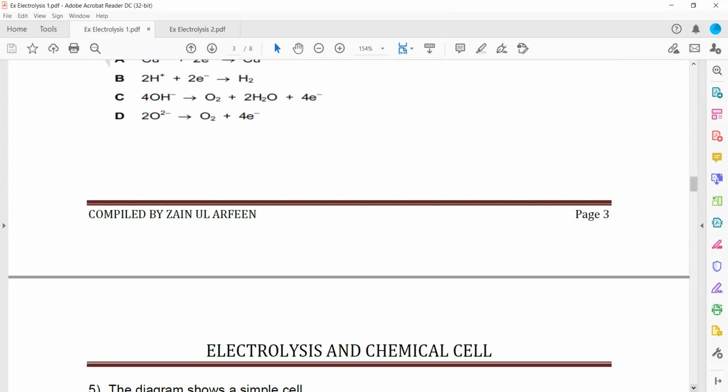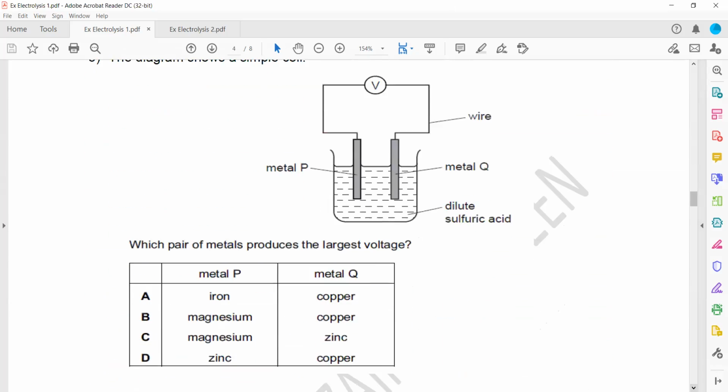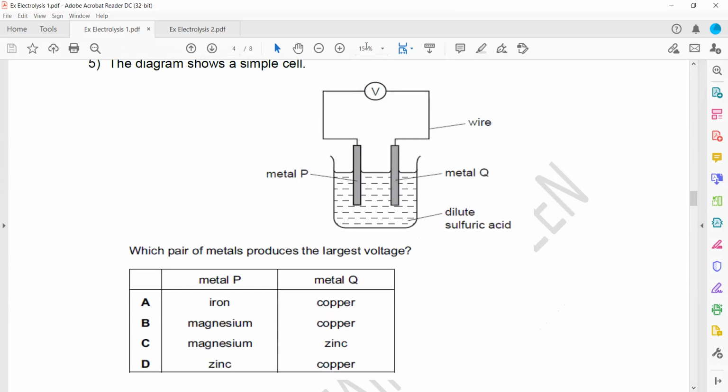The diagram shows a simple cell. Which pair of metals produces the largest voltage? So if you write the reactivity series, you have potassium, sodium, calcium, magnesium, aluminium, zinc, iron, lead, hydrogen, copper, mercury, silver, and platinum.